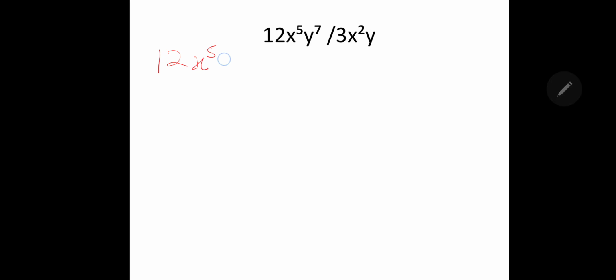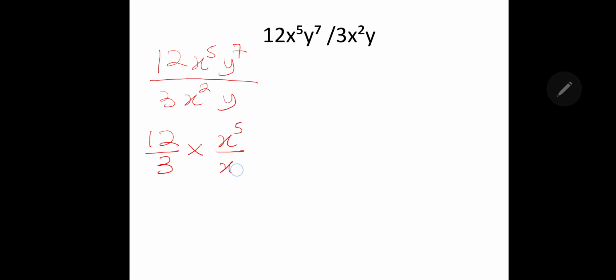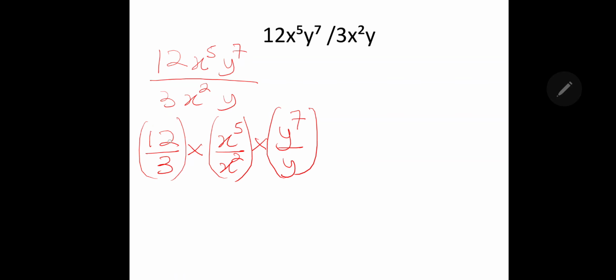12x to the power 5 y exponent 7 divided by 3x squared y. Good. I think we've done this already, but then we need to go through it a little so you understand more. So you group your numbers at one place, your x's at one place, and your y's at one place. 12 over 3 will be 4.